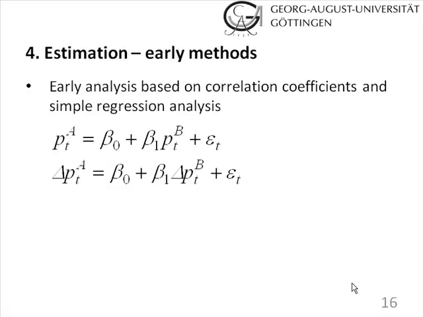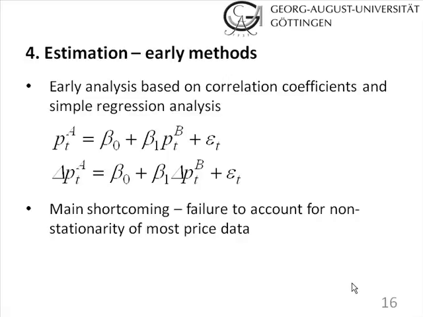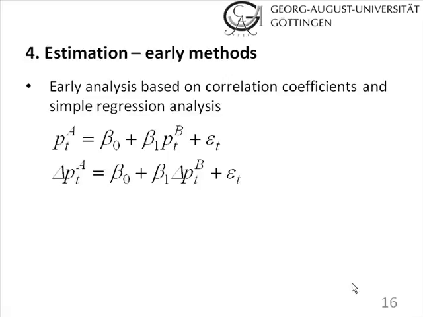So what about the estimation methods? What do people do to actually carry out price transmission analysis? Well, in the early years, the first papers, if you look back, go back to the 1960s and 70s and the early 1980s. You get a lot of work basically just done using correlation coefficients. So what is the correlation between price A and price B?